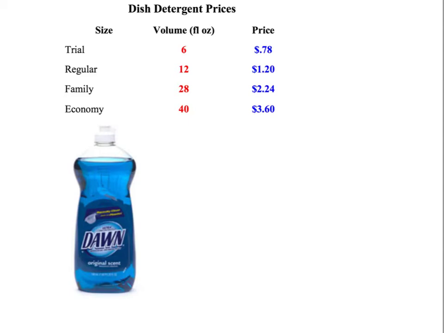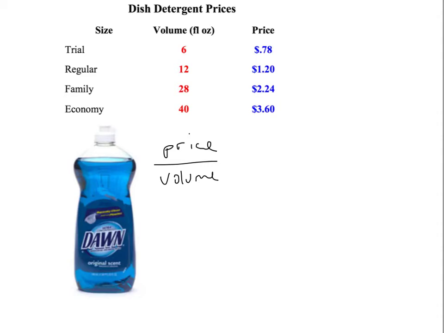So I could set this up as a rate and say that the trial size, which is 6 ounces, I'm going to do the price here. So it's going to be price over volume. And that is my rate right there. And I want to find the unit rate or the unit cost for this trial size.